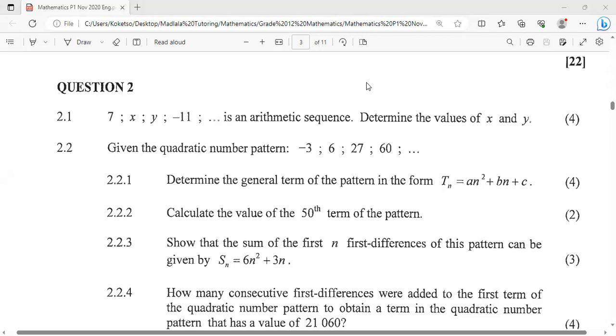So let's go to the whiteboard. So what do we know about an arithmetic sequence? We know that it has a constant difference between the consecutive terms. So meaning if I have 7, x, y, negative 11, and this goes all the way to infinity.